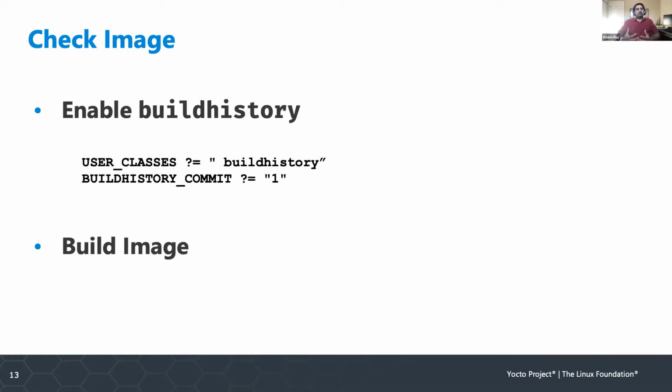So you enable the build history in your local.conf, and then build an image. And from there onwards, it's going to record the details about the build into the build history repository. This repository is actually a Git repository. So you could basically go from build to build and back and forth.